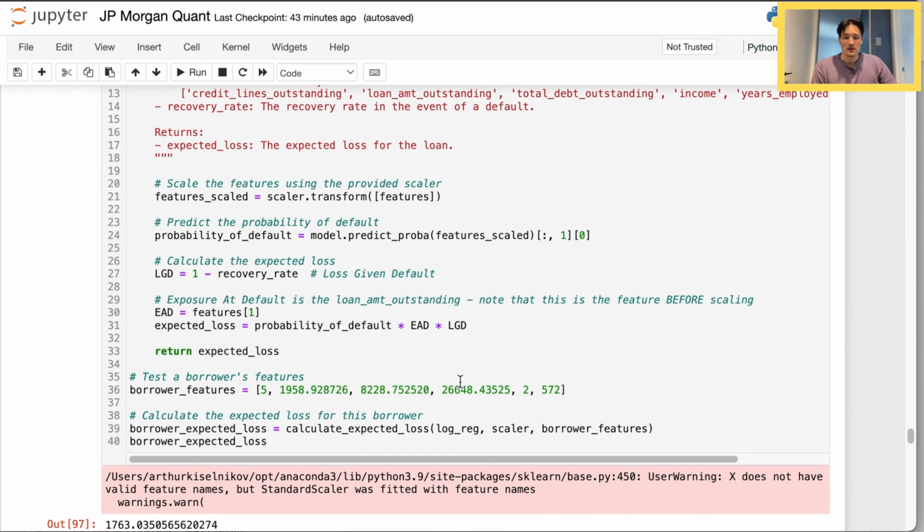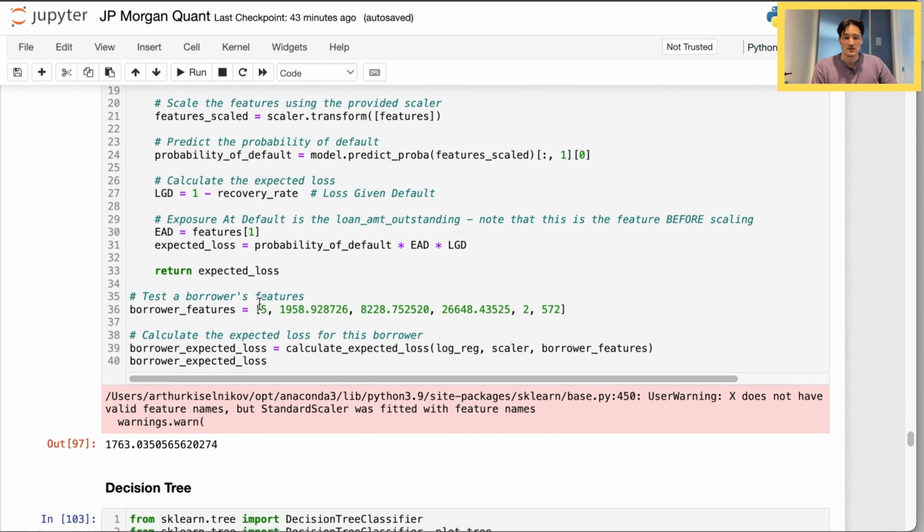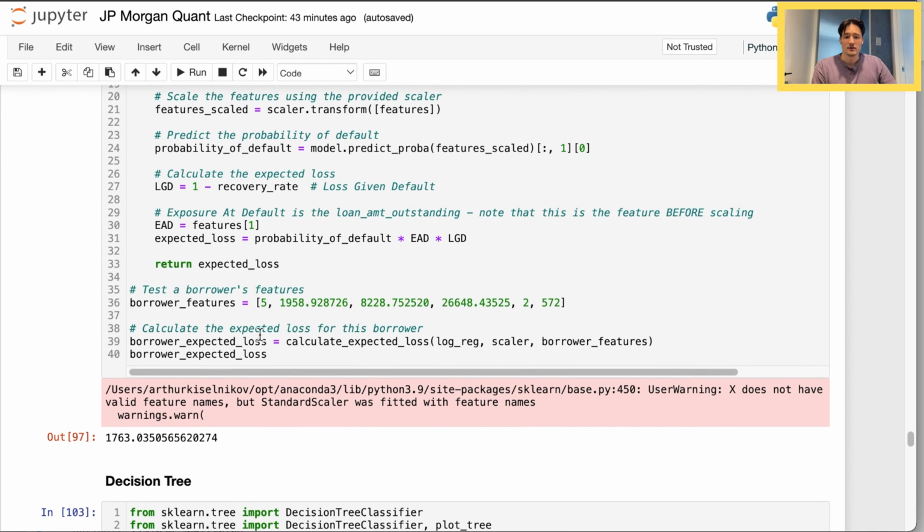As an example, let's say our borrower features are these, which correspond to our features in our data set. As that gets pulled through, for this particular borrower, it looks like a default is pretty likely given that we have a loss value of about $1,700 here.